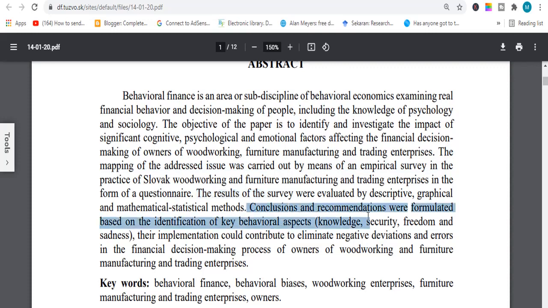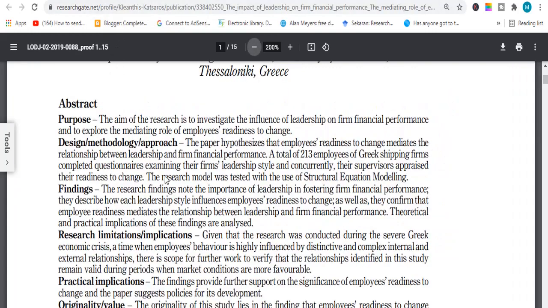They are also telling conclusions and recommendations as well. Okay, then they are telling the key identification of behavior aspects. Okay, then they are telling the keywords of the study. So by this way you can also write an abstract. Let me show you another example.